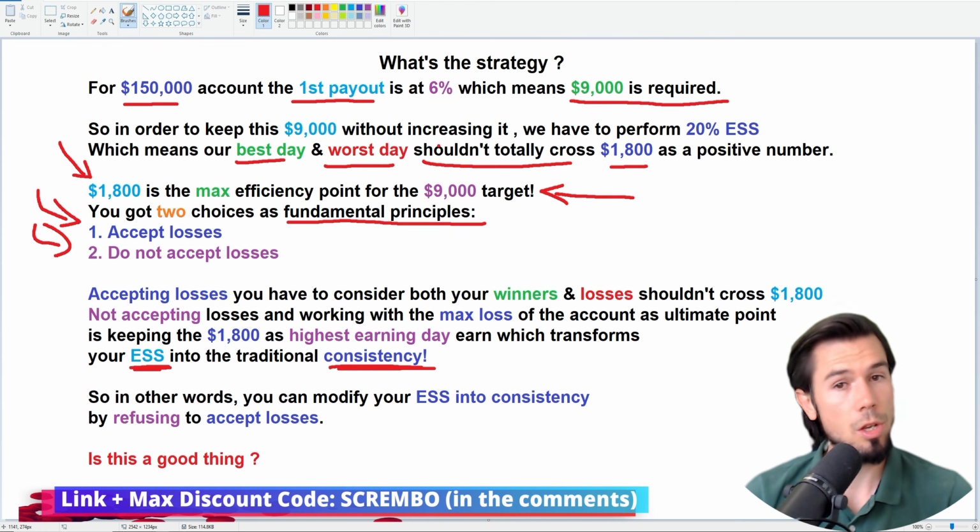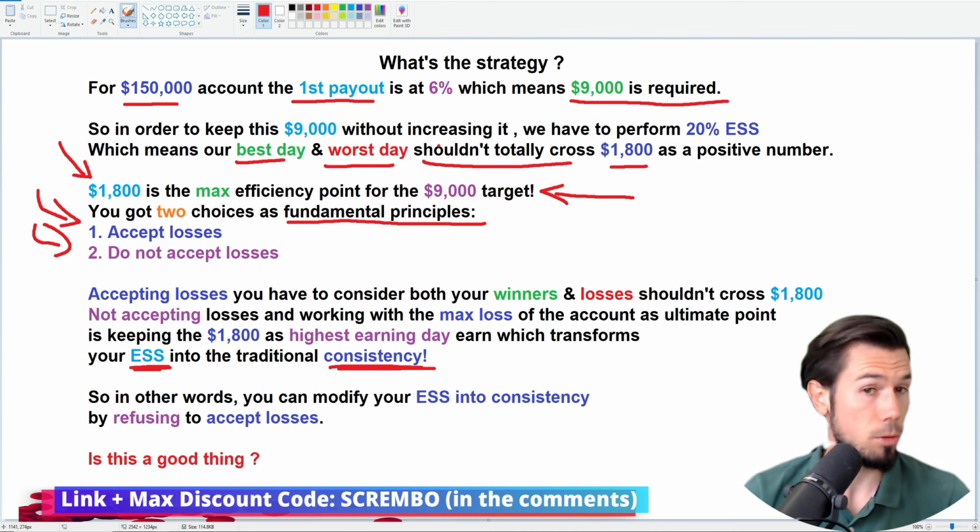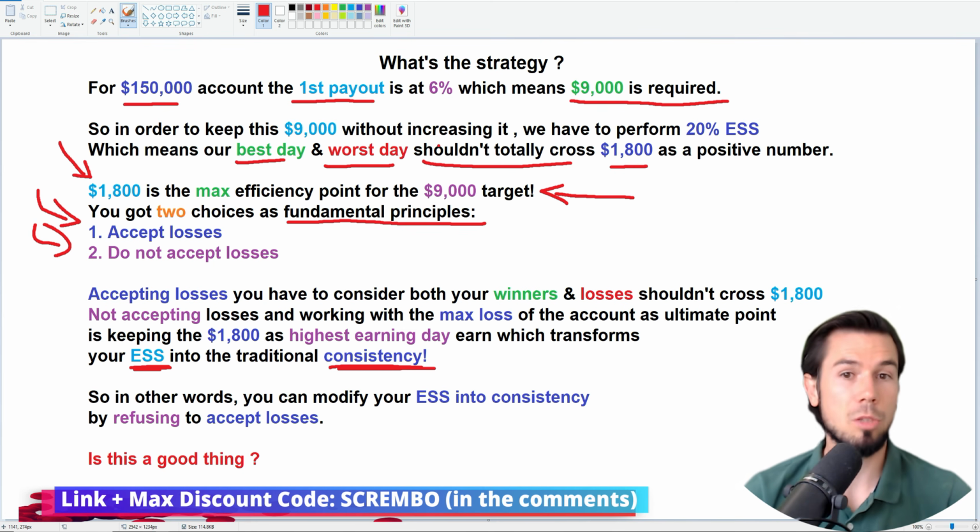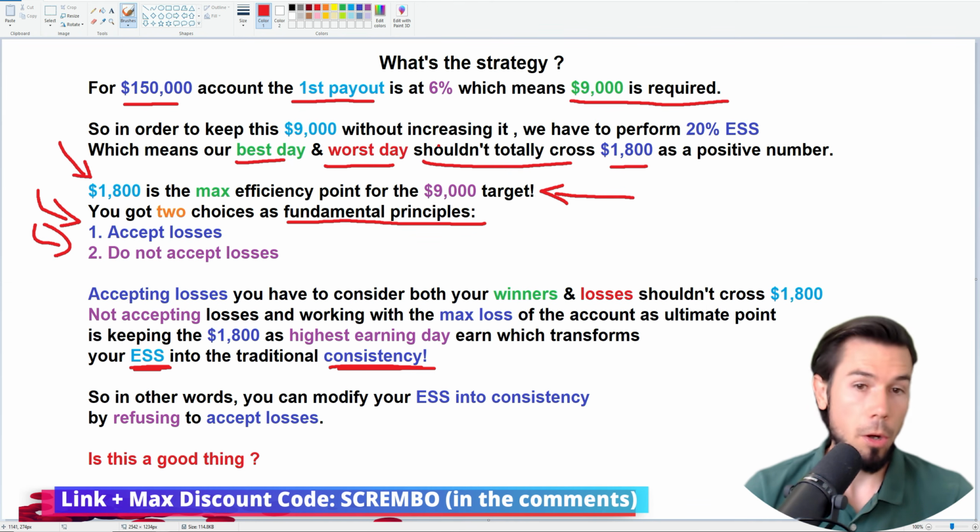It's really up to your strategy. It's up to your testings. It's up to the way you know how to trade and you know what works for you. It's not possible for me to tell you that one way or the other way is better, because I've made money not accepting losses, just like I've made money by accepting losses. I've made money both ways, just like I've lost money both ways. So at the end of the day, we got to draw the line and see, because this is a numbers game, right? We have to see which is the way that we're going to be more profitable. That's what we got to see. So if you want, you can modify your equity stability score into consistency.